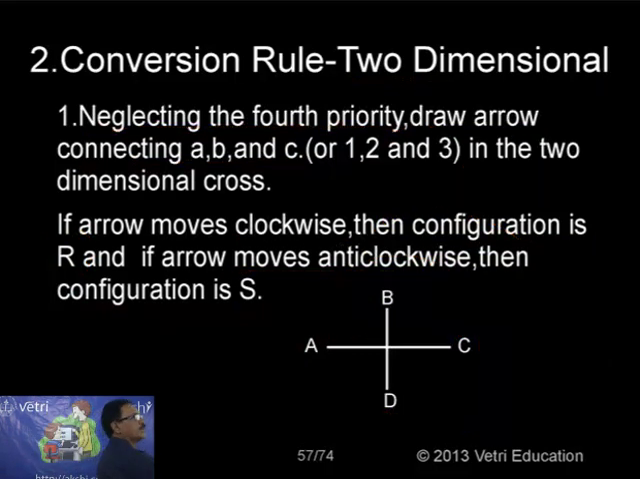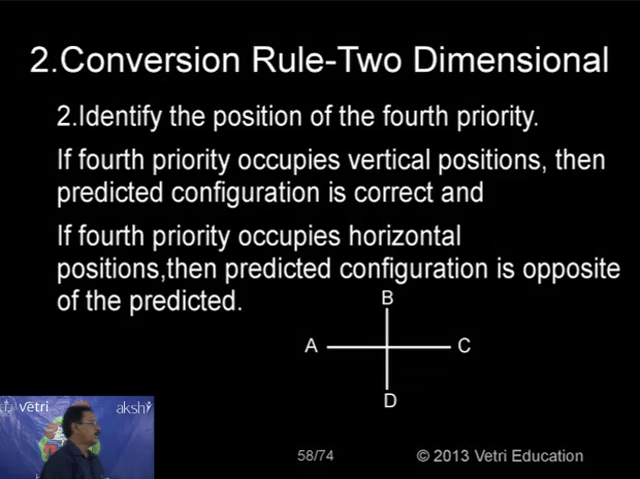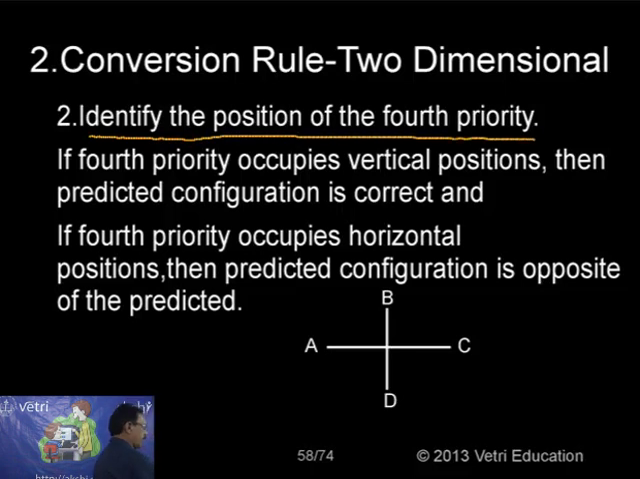Let me explain with a suitable example. Now, when we do this, a problem arises. When we draw the arrow, neglecting the fourth priority, we draw 1, 2, 3. If the arrow moves clockwise, R. If the arrow moves anti-clockwise, S. Suppose a problem is there. To overcome the problem, identify the position of the fourth priority.